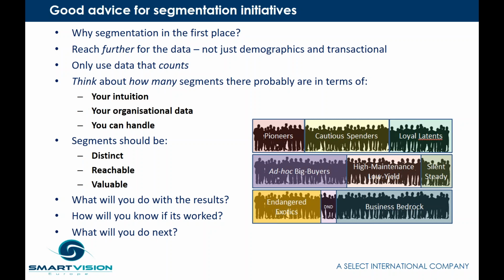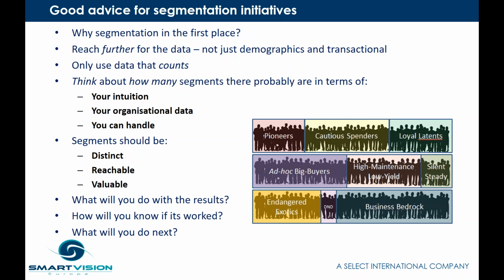The second thing is to reach further for the data. Don't just use demographics and transactional information. If you can harness attitudinal data, that's good. If you can harness interaction data, for example, how they interact with the customer, how often they visit the store, how often they come onto a website, that's very powerful. Only use data that counts. Don't put in junk data. You're not going to be putting in things like sign of the zodiac or their address. You need to try to be a bit more disciplined about it.